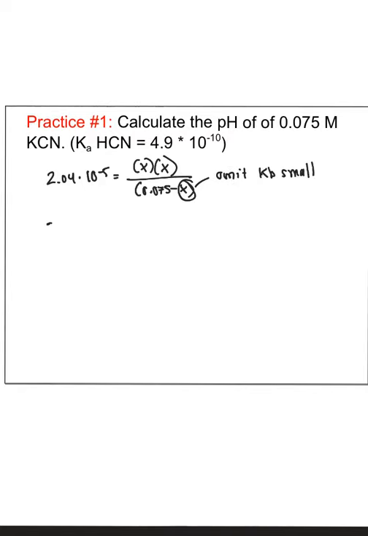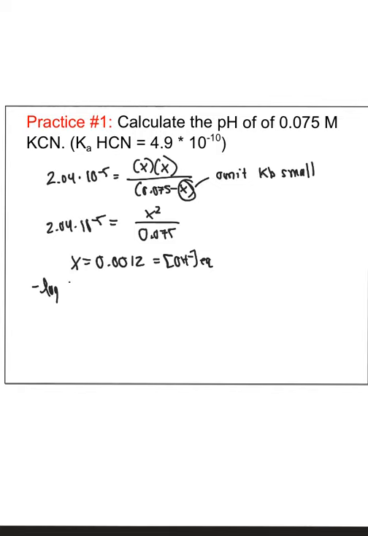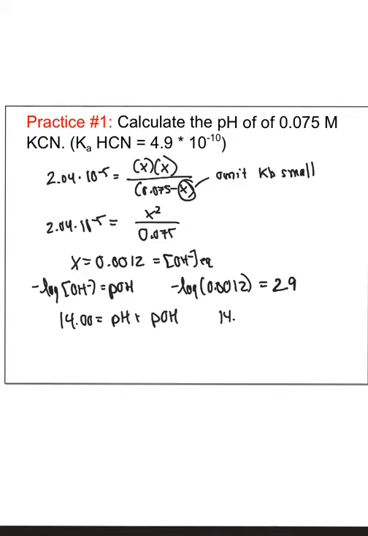I'm going to omit that x to make my math a little easier. So I get x squared over 0.075. This allows me to give x as 0.0012, which is my OH minus at equilibrium. So what I'm able to do finally is take the negative log of OH minus to get pOH, which is 2.9. And then I know that 14 equals the pH plus the pOH. So 14 minus 2.9 will give me a pH of 11.1.